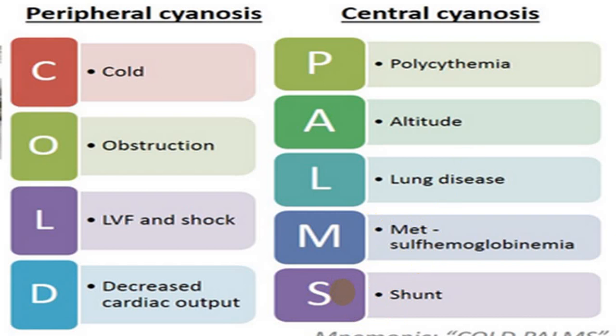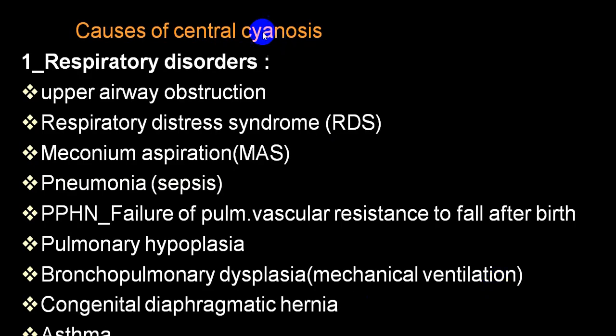particularly because of left to right shunt or right to left shunt in a case of cardiovascular disorders, particularly congenital cyanotic heart disease. Those we call shunts. Respiratory conditions, a lot of conditions: upper airway obstruction, ARDS, meconium aspiration, pneumonia, then primary pulmonary hypertension, pulmonary hypoplasia, bronchopulmonary dysplasia, congenital diaphragmatic hernia, asthma, COPD. You can label as many conditions.